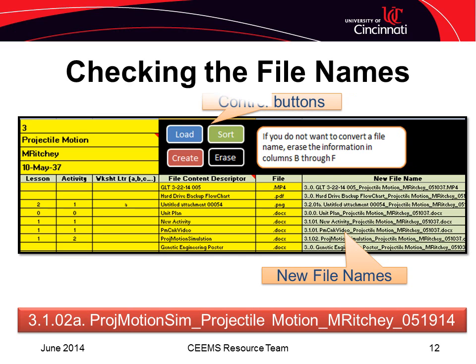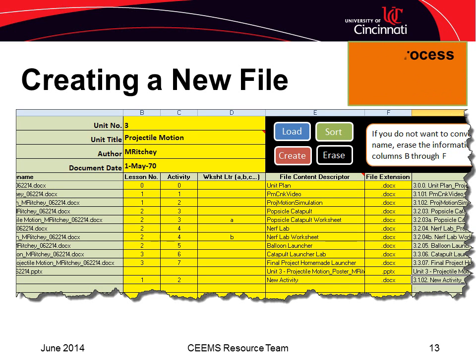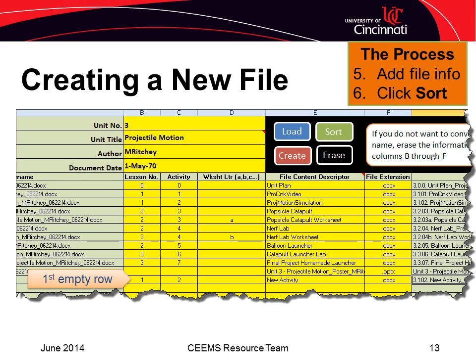The control buttons are located at the top of the sheet and are used to manage the worksheet information. More information on the use of these buttons is included in the next few slides. Now let's walk through an example of creating a new file. You might use this when you need to add another document to your unit file set. To create your unit file, go to the first empty row below the last entry in the worksheet.